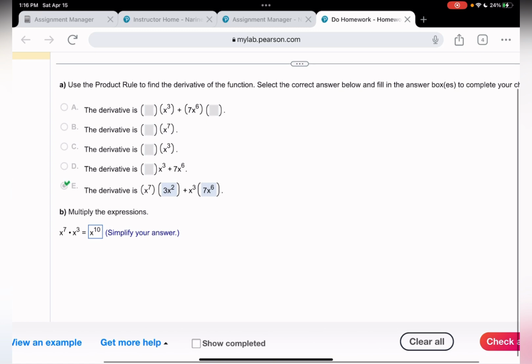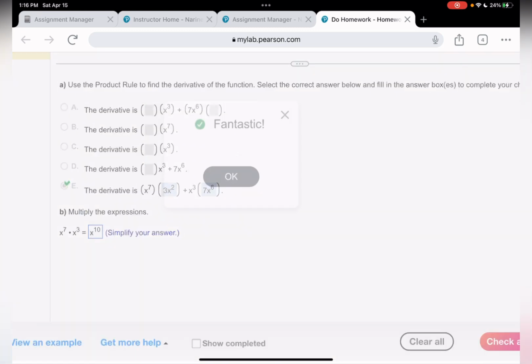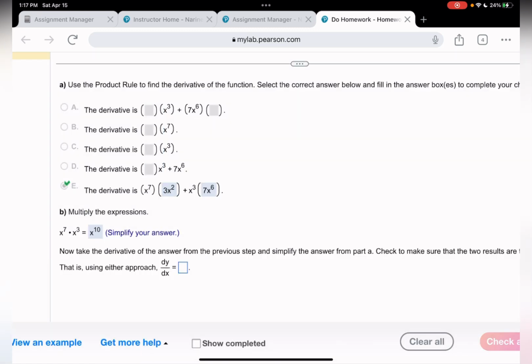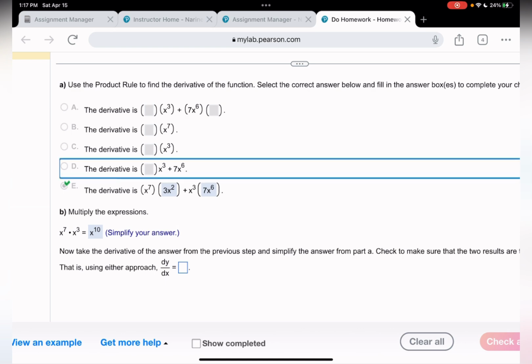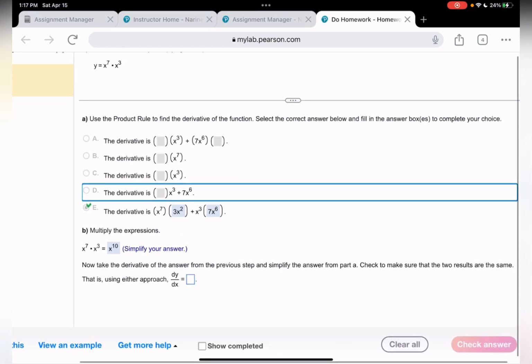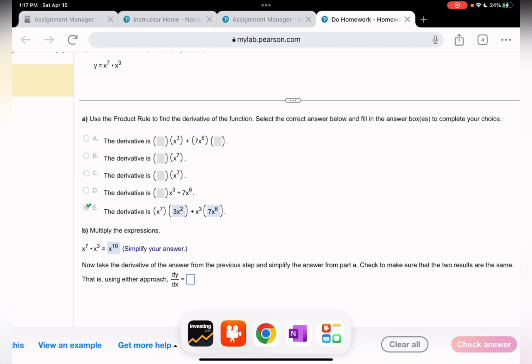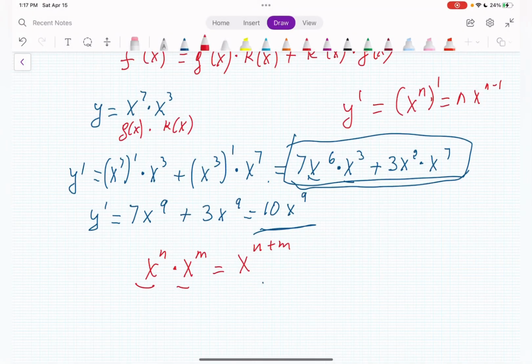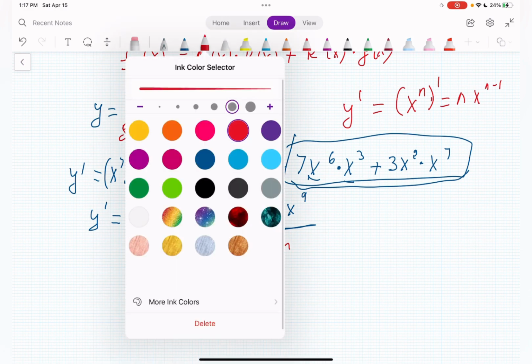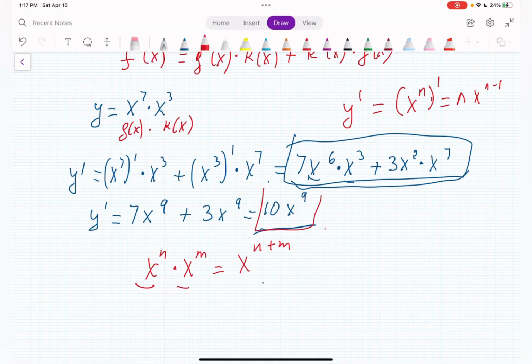Okay, checking. Fantastic. Oh, here it is. They want the final derivative. Okay. They need the final derivative, which was how much? Let's see, we had it. 10x, here it is. 10x to the power 9. Final answer.